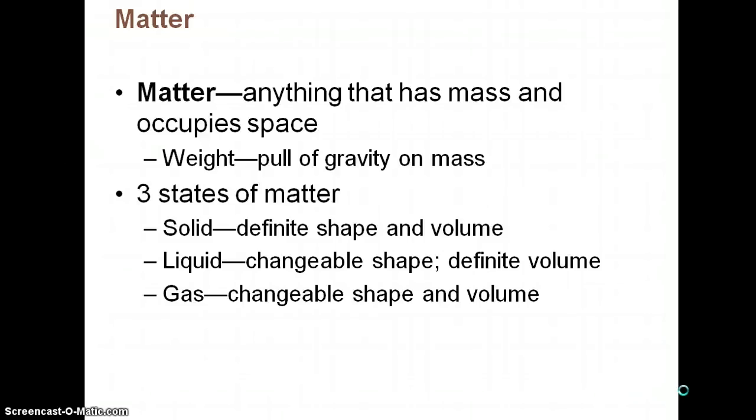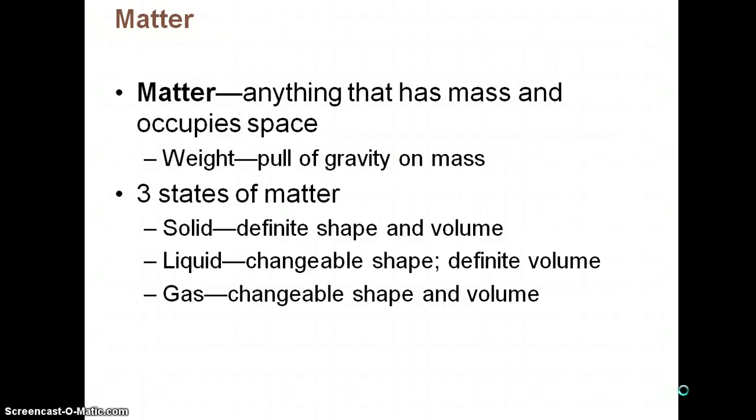So first, let's talk about what matter is. You should remember this. It's anything that has mass and occupies space. It will have weight, and that's going to be the pull of gravity on mass. The three states of matter: solid, liquids, and gases.